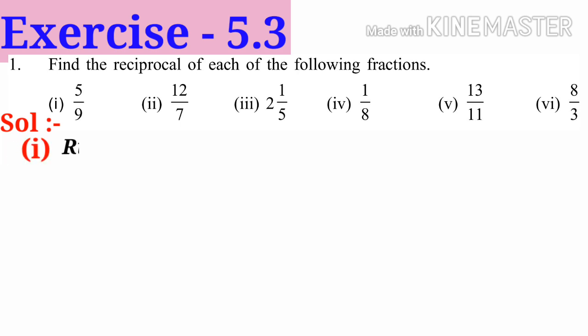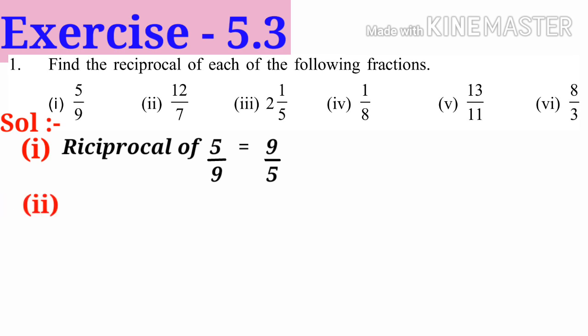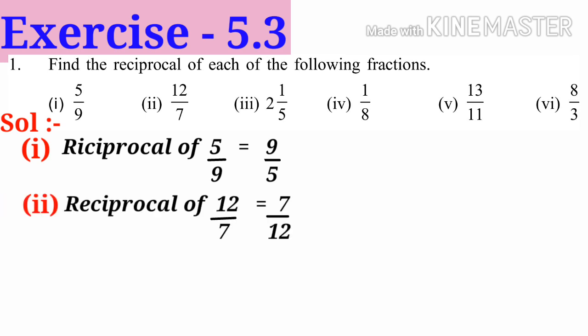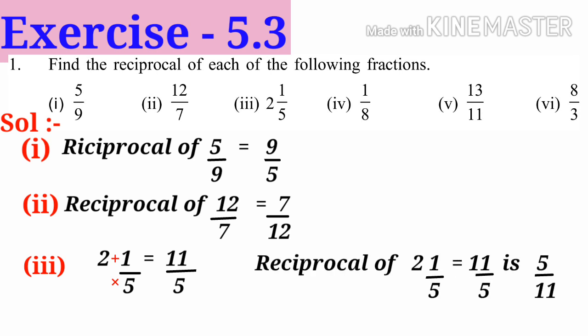Now, number 1, reciprocal of 5 by 9 is nothing but interchange the numerator and denominator, that is 9 by 5. Reciprocal of 12 by 7 is nothing but 7 by 12. Now, third problem. It is a mixed fraction. Now first convert it into improper fraction. That is 5 twos are 10 plus 1 is 11 by 5. So reciprocal of 11 by 5 is 5 by 11.